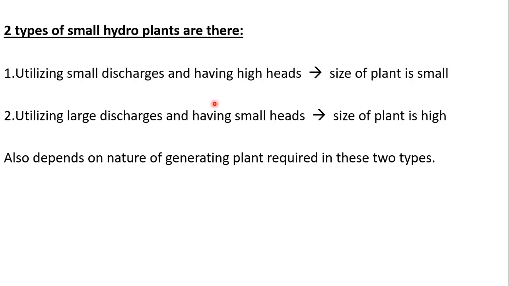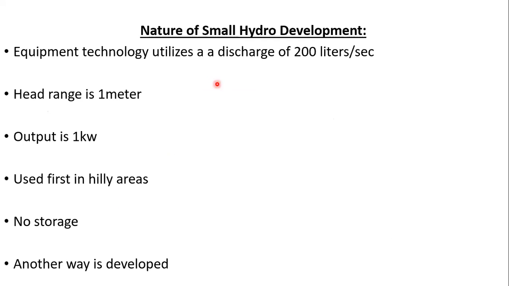Now we will see the nature of small hydro developments. Equipment technology is available to utilize a discharge as small as 200 liters per second, so simply we can say 0.2 cubic meters. And the head ranges from even 1 meter, producing an output of 1 kilowatt at reasonable cost.